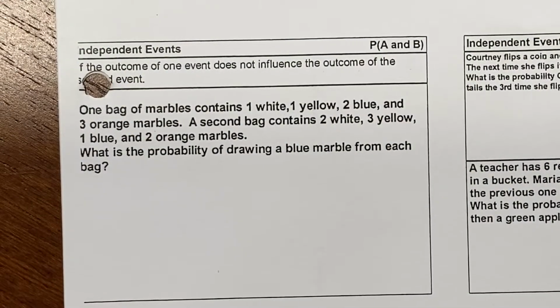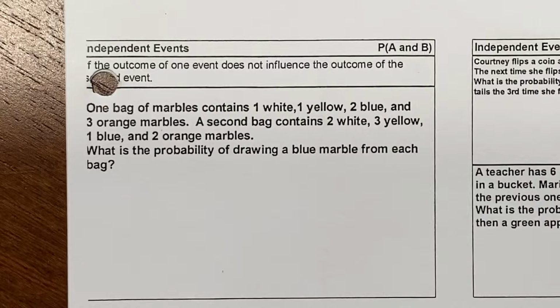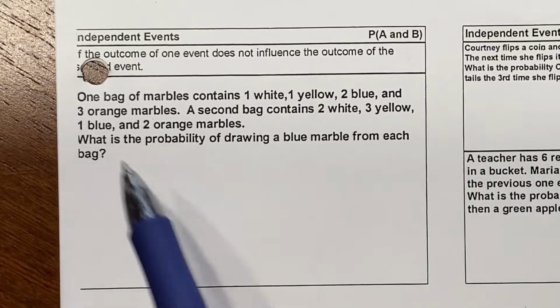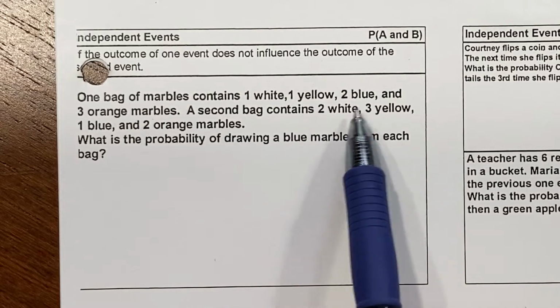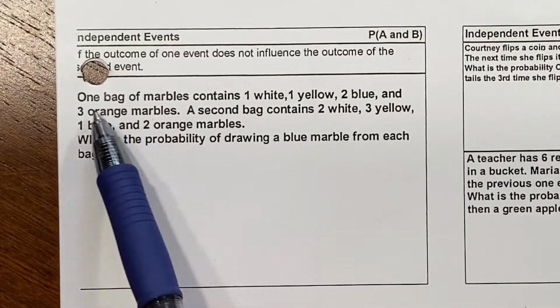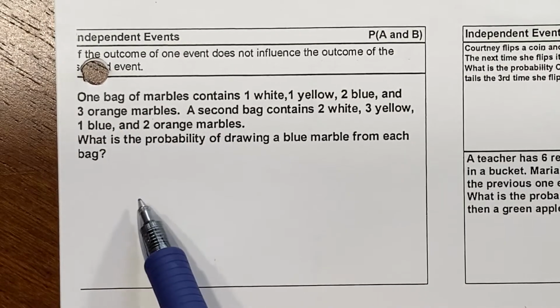Independent events: if the outcome of one event does not influence the outcome of the second event. It's pretty vague, so let's just jump into this. One bag of marbles contains one white, one yellow, two blue, and three orange marbles. So we've got a bag of marbles with all these different colors in them.